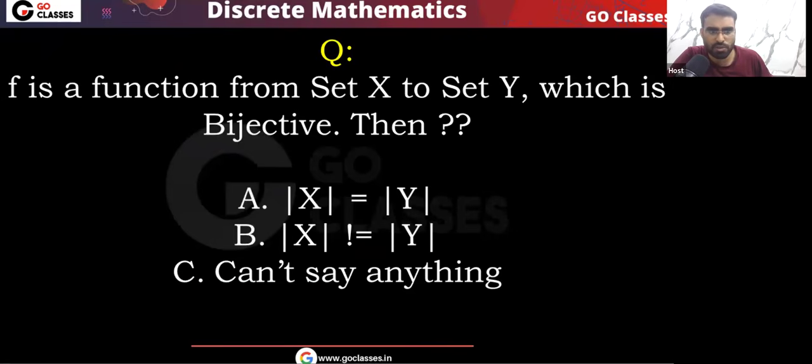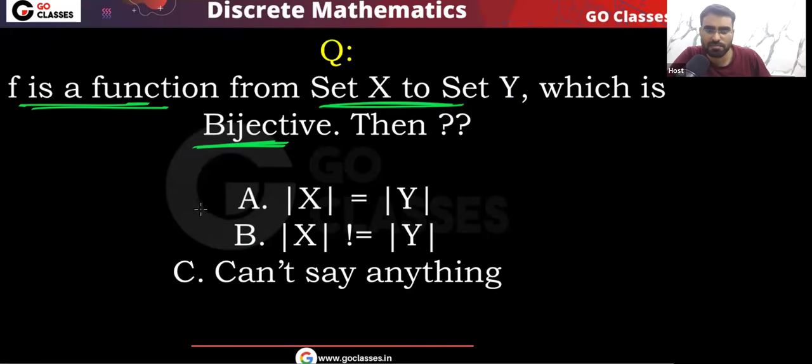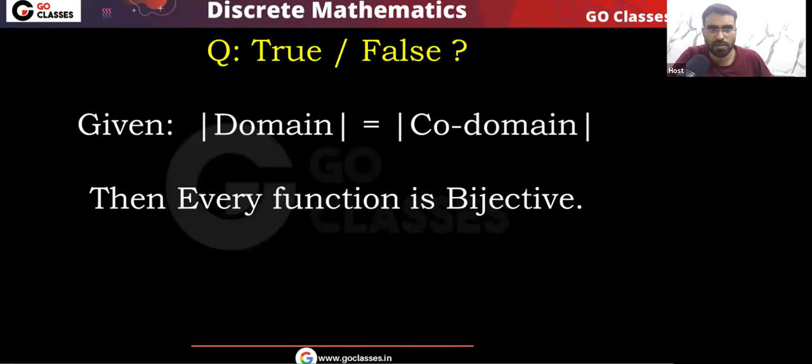Tell me the answer for this question. F is a function which is bijective from X to Y. Now, from set X to set Y, this bijective function exists. So the cardinality will be same. Okay, tell me the answer for this question. There is no bijective function from X to Y. No bijective function. Then I can say they have different cardinality. Option B.